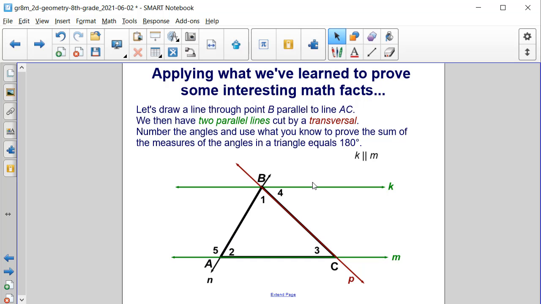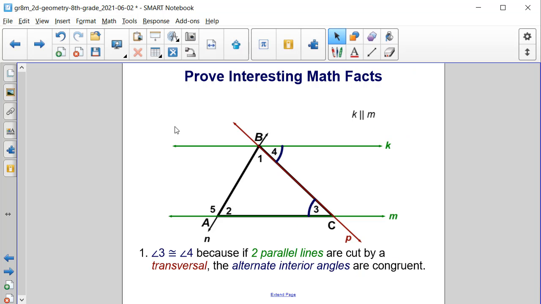Now we're going to use what we know to prove that the sum of the interior angles of a triangle equals 180 degrees. The first thing that we can say is that angle 3 and angle 4 are congruent to one another, because if two parallel lines are cut by a transversal, then the alternate interior angles are congruent. So our transversal is line P, angle 3 and 4 are on opposite sides of it, and they are inside of our two parallel lines K and M.